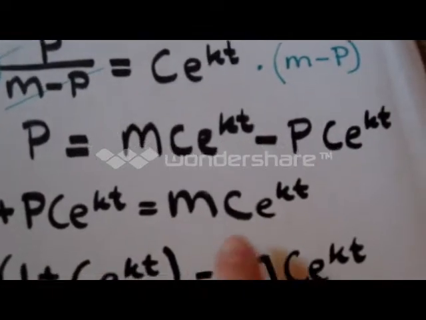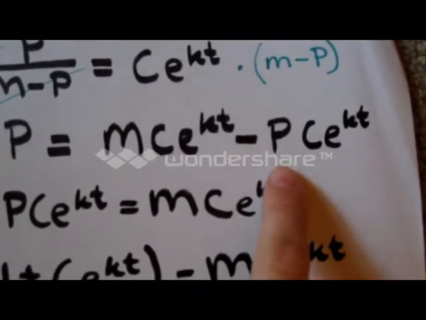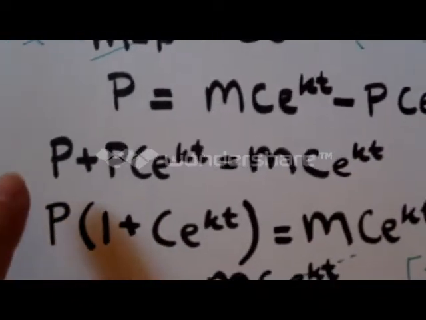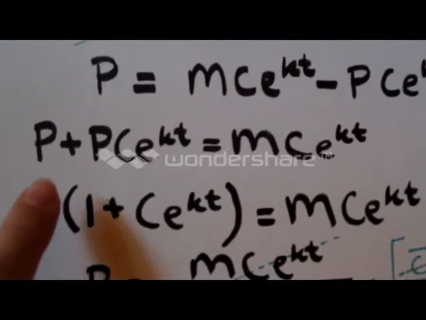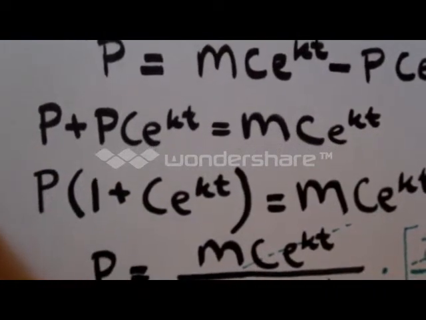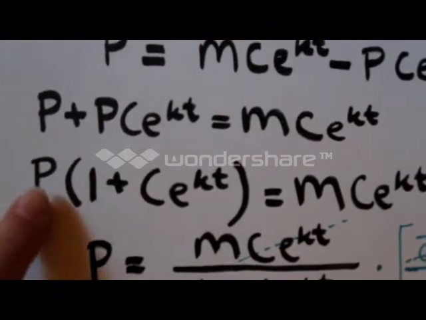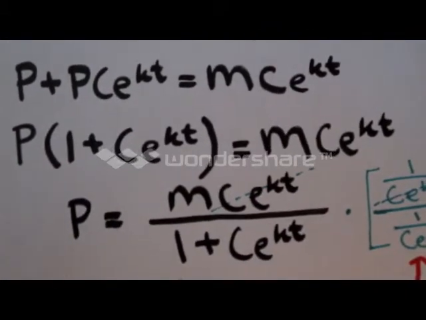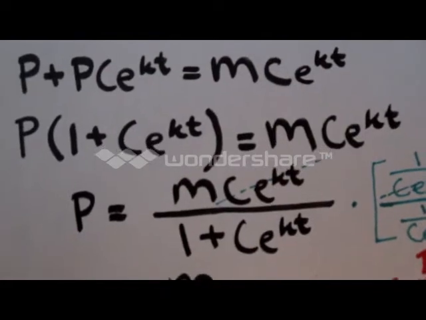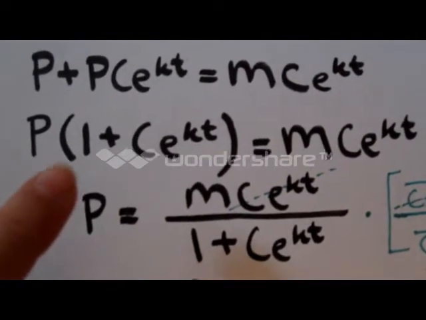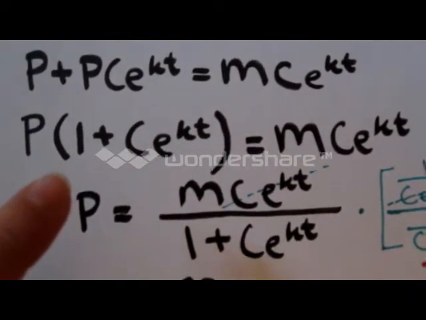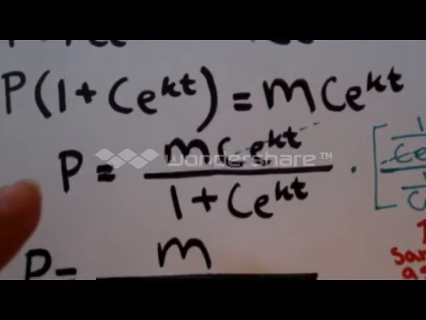You have another P now on your right side, so you need to get rid of that P also. So bring that over to the left side, you get P plus Pce^kt equals Mce^kt. Isolate this P by taking it out, and it's P times (1 plus ce^kt) equals Mce^kt. Now you can get rid of the 1 plus ce^kt on the left side by dividing, and you get P equals Mce^kt over 1 plus ce^kt.